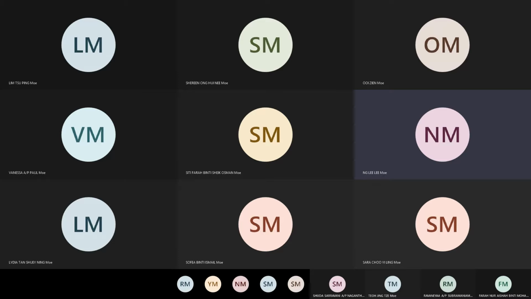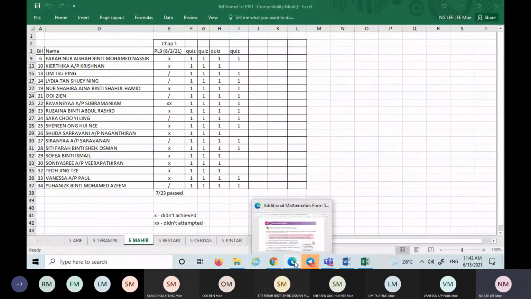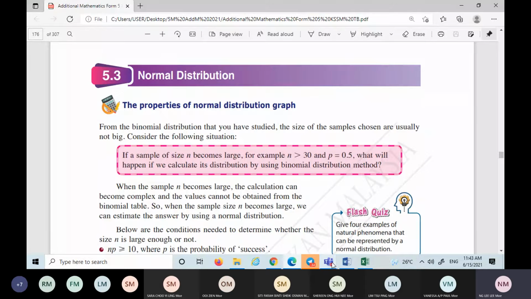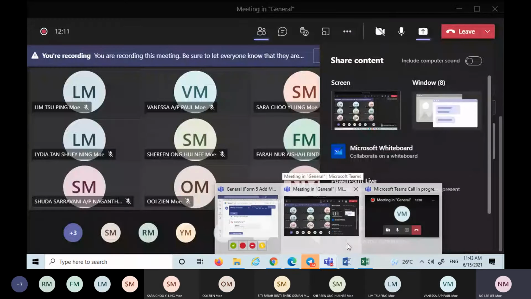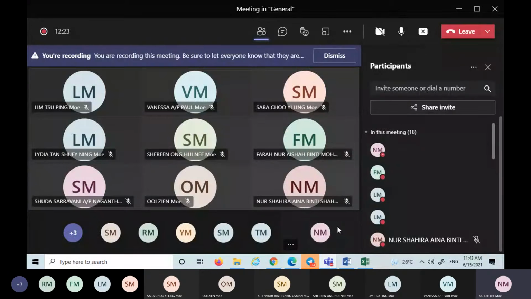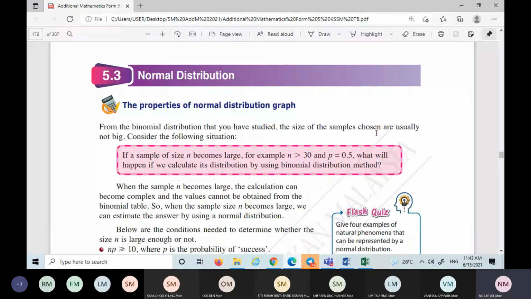Okay, so today we will start normal distributions. Okay, so I share screen now. Can you see your screen? Yes. Okay. So you write today's index. Continue in the same exercise book, because this is still in chapter 5.